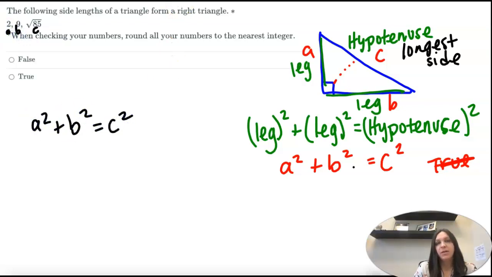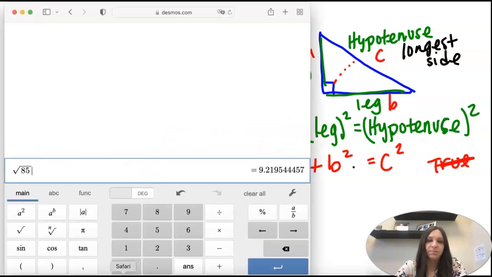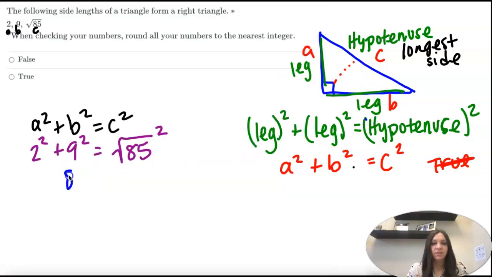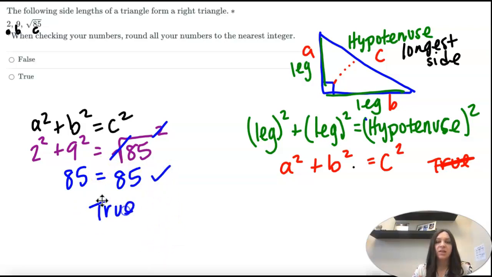Then we're just going to plug them in. 2 squared plus 9 squared equals the square root of 85 squared. Let's type that in our calculator. 2 squared plus 9 squared is 85. And a square and a square root cancel. Remember, they're opposites, so that's just 85. Because we get the same value on the left that we do on the right, it is a right triangle. If those two numbers were different, it'd be false.